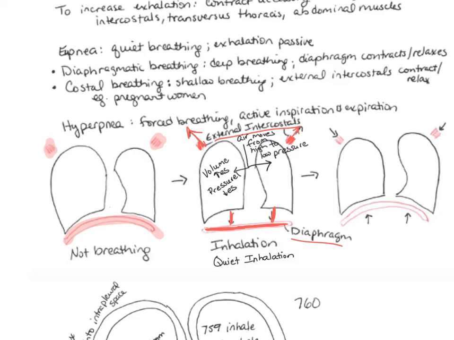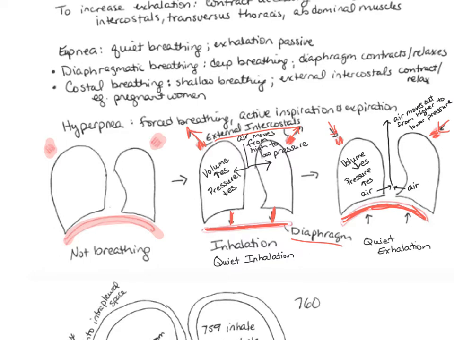And then during quiet exhalation, you just relax those muscles. So you relax the diaphragm, it goes back to its normal position, and you relax the external intercostals. So the rib cage goes back down, and now we are decreasing the space. We're decreasing the volume, increasing the pressure, and air is going to move out.